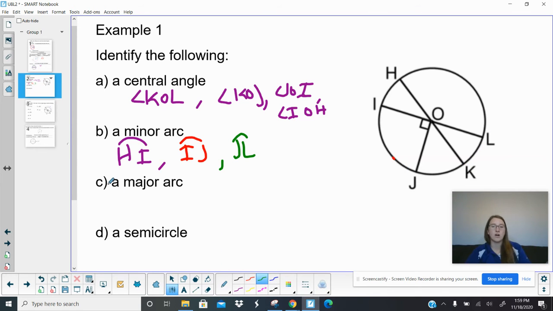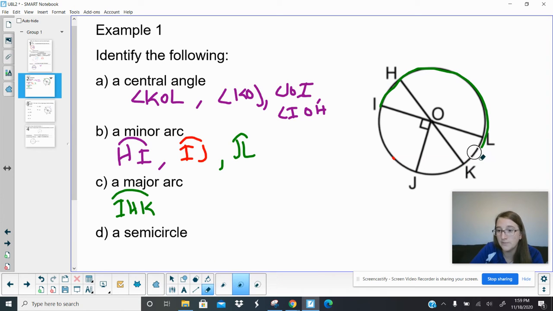Okay, let's talk about a major arc. A major arc has to have 3 letters. When I trace my major arc, the letters need to go in that order when I name them. So let's try starting at I. I could go I to H all the way around to K, and that would be considered arc IHK, a major arc because it makes up more than half the circle.